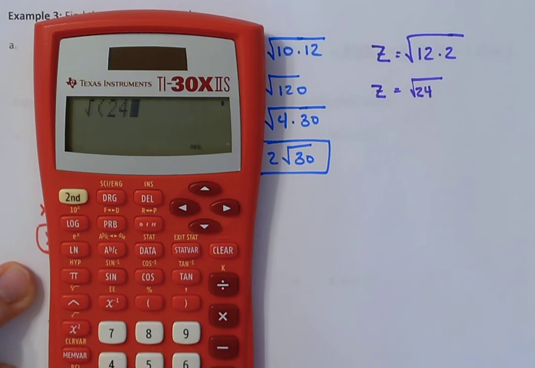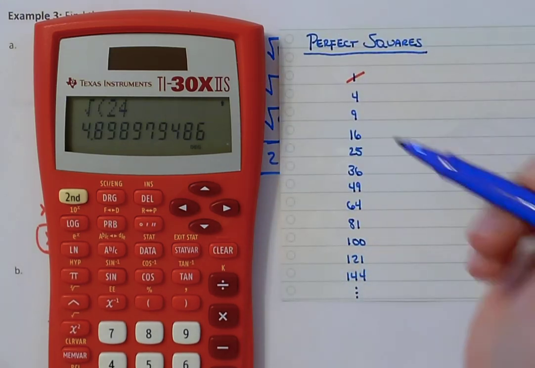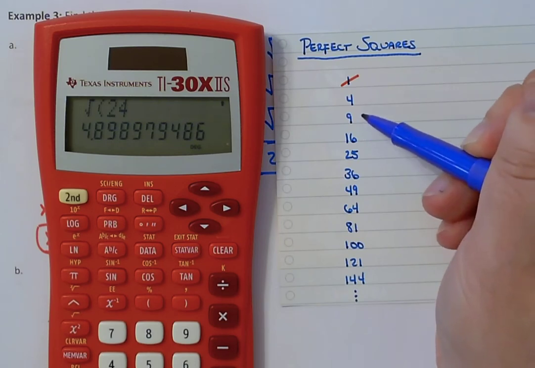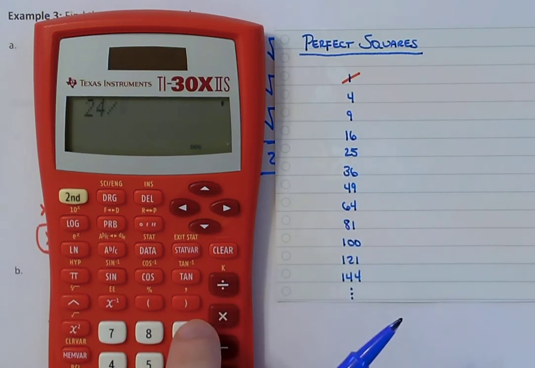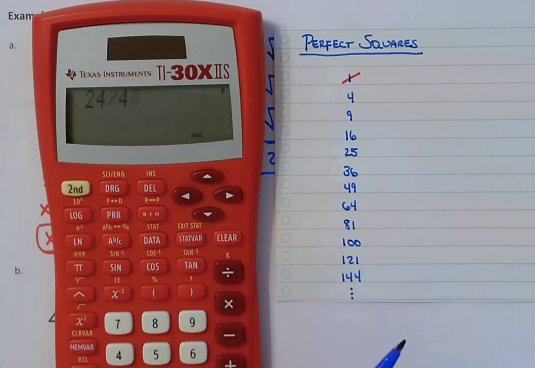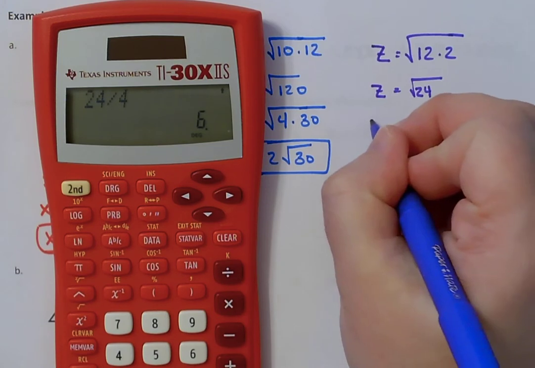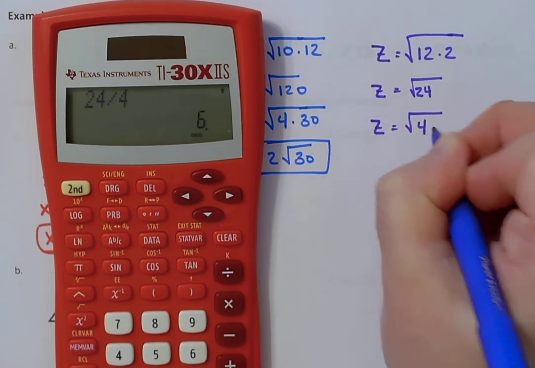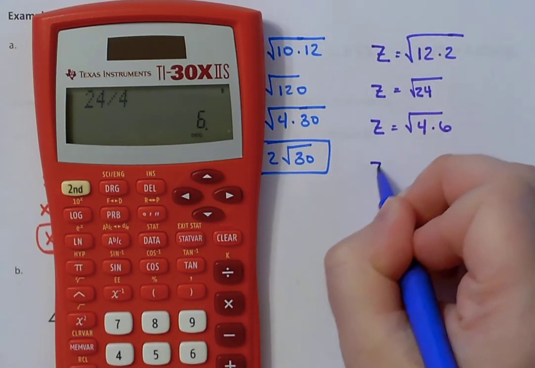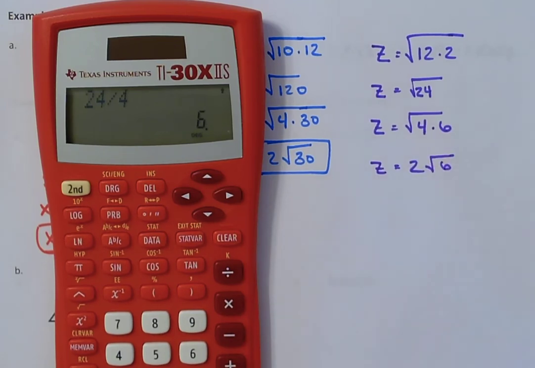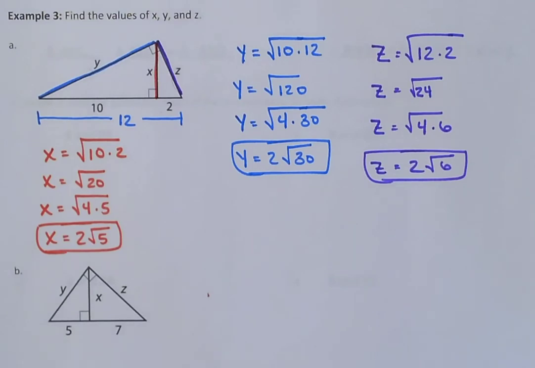Now, if I take the square root of 24, we end up with 4.8 and so on. So I'd have to go through and simplify this again. If we look at this list of perfect squares, thinking 24, 16 is not going to divide into it evenly, neither is 9. So just to prove 9 doesn't, if I do 24 divided by 4, we get 6. So that means I can break 24 into the square root of 4 times 6. Square root of 4 is going to give me 2, and then I cannot take the square root of 6. So that is our answer for z. And that is our answer for example 3, part A, for how you figure out x, y, and z.